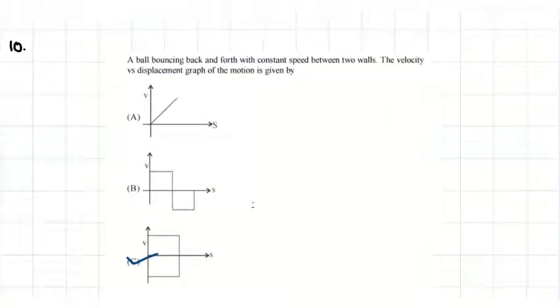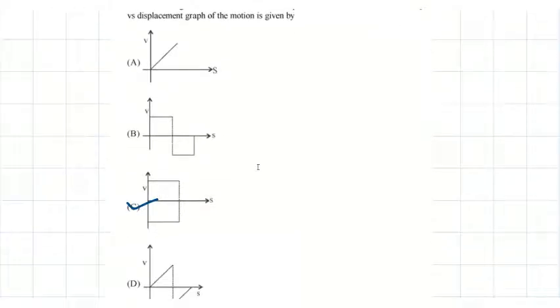In the 10th question, a ball is bouncing between two walls with a constant speed, which means that the velocity only differs with respect to its direction and not with respect to the magnitude. Thus, when we plot the v to s graph, we get two different lines at the same values for the x-axis, because when the particle moves from A to B, it has a particular positive velocity, and when it moves back from B to A, it has a negative velocity of the same magnitude, and the displacement also decreases.